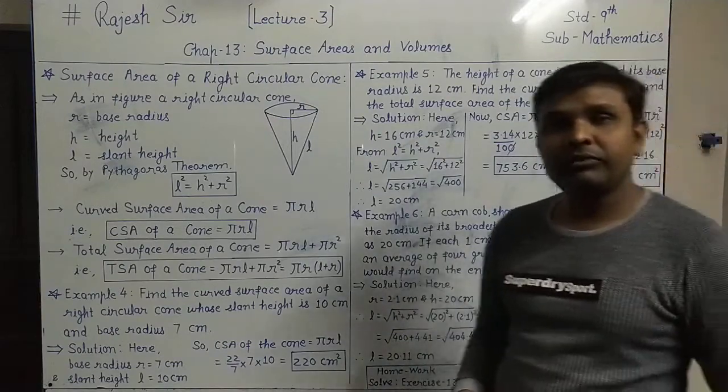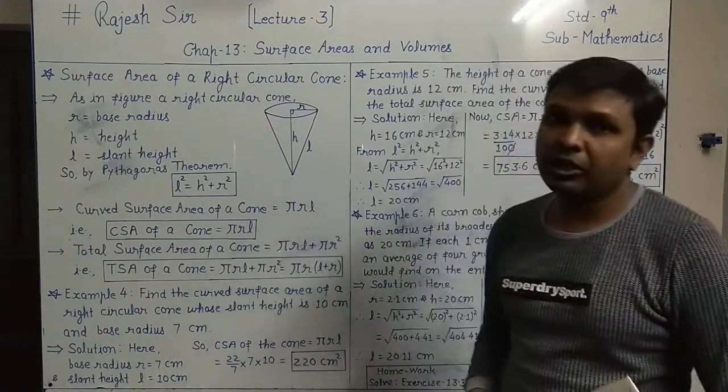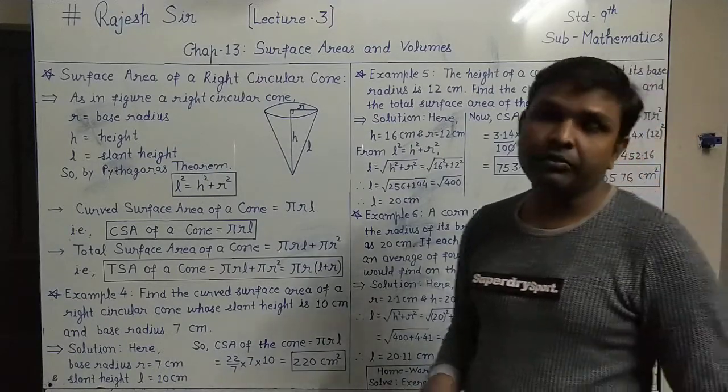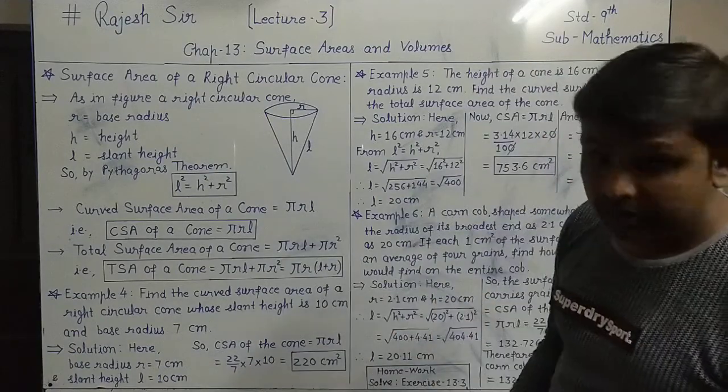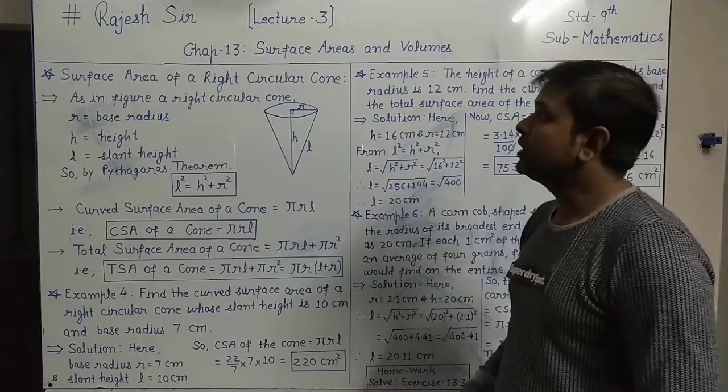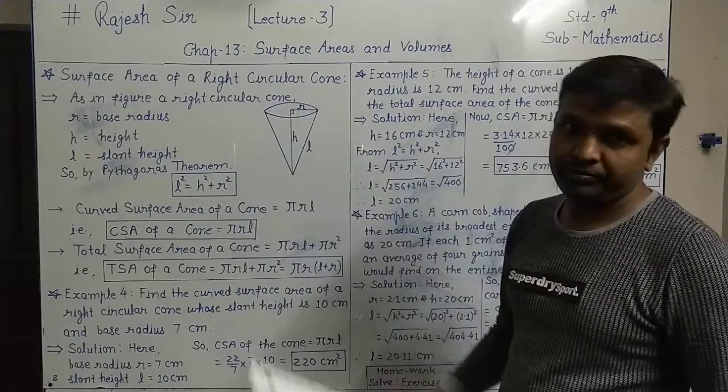In lecture number 1 we have seen the surface areas of a cuboid and a cube. In lecture number 2 we have seen the surface area of a right circular cylinder, and in this lecture, lecture number 3, we will see the surface area of a right circular cone.